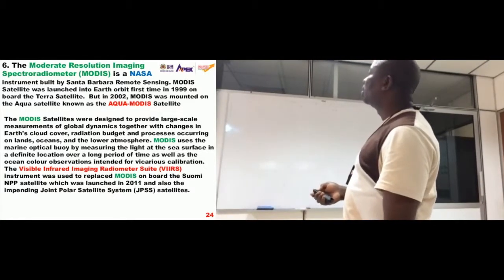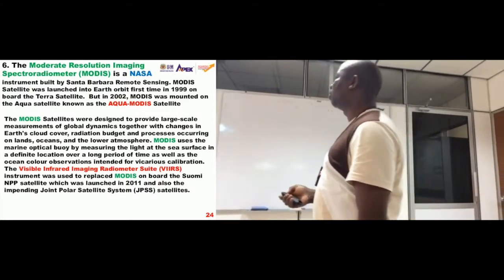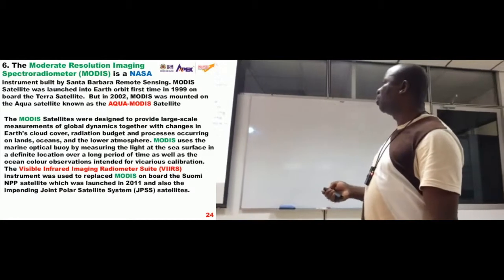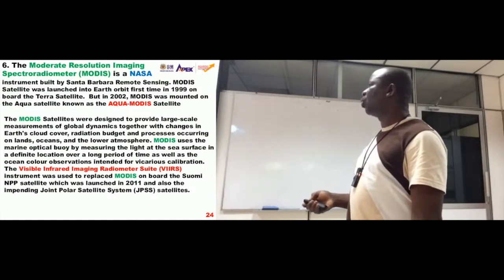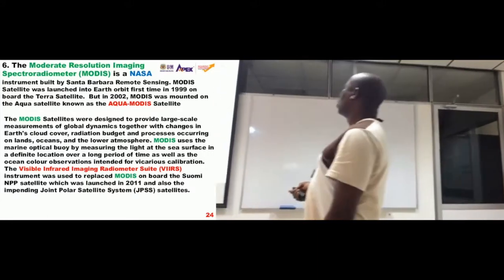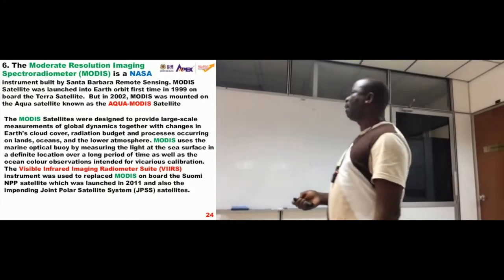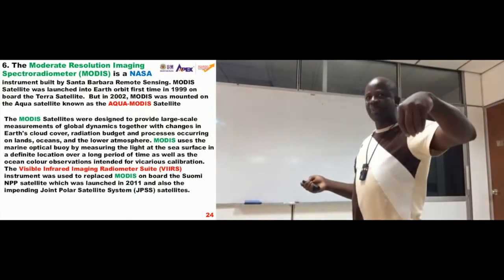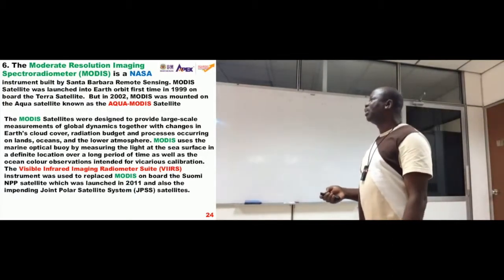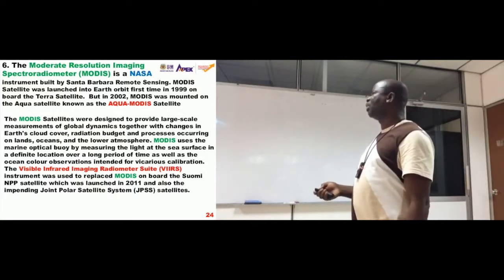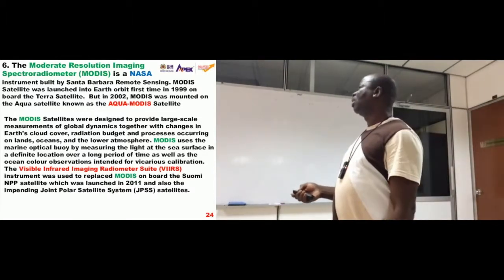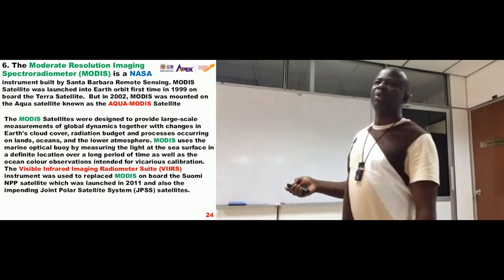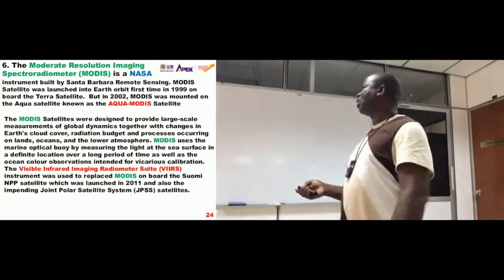So the MODIS satellite was designed to provide very large-scale measurements of global dynamics together with the changes in the Earth's cloud cover, radiation budget, and processes occurring both on land and ocean and in the lower atmosphere. So MODIS uses the Marine Optical Buoy by measuring the light at the sea surface, in order to define the location over a long period of time, as well as ocean color observations intended for various calibrations. A lot of parameters that we can get from it.